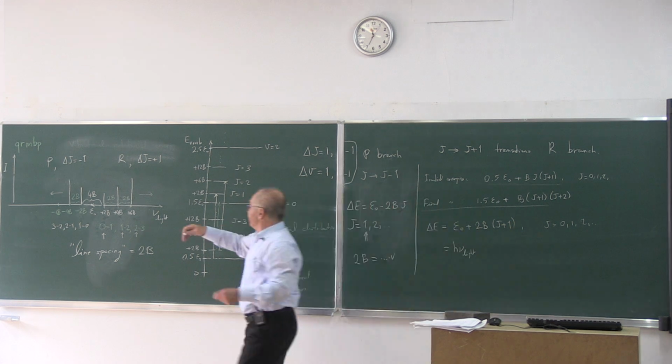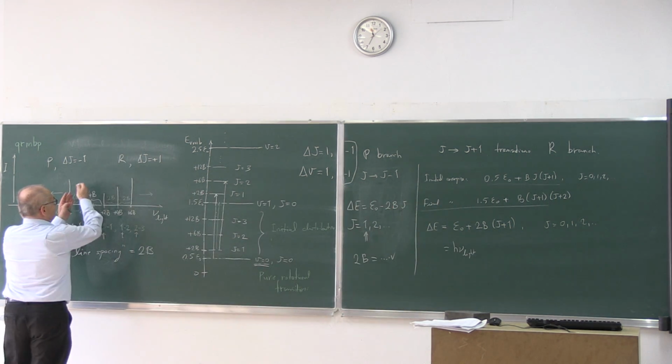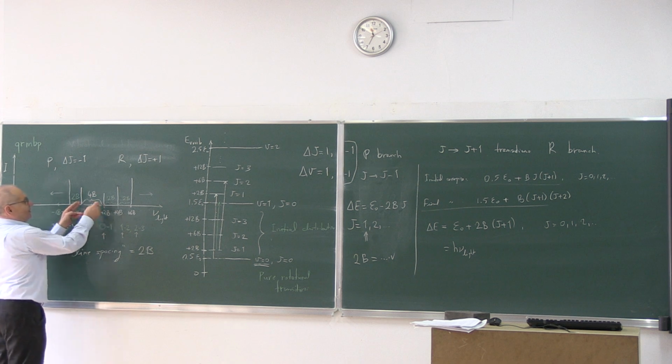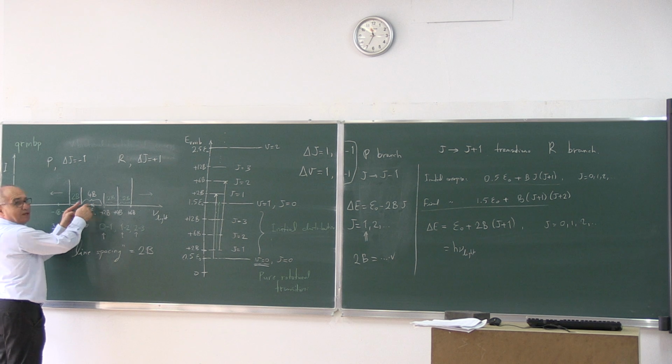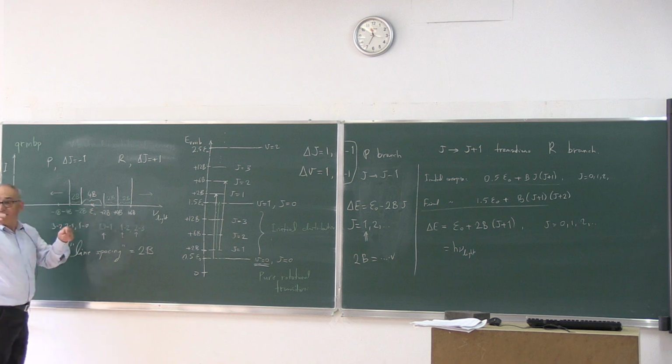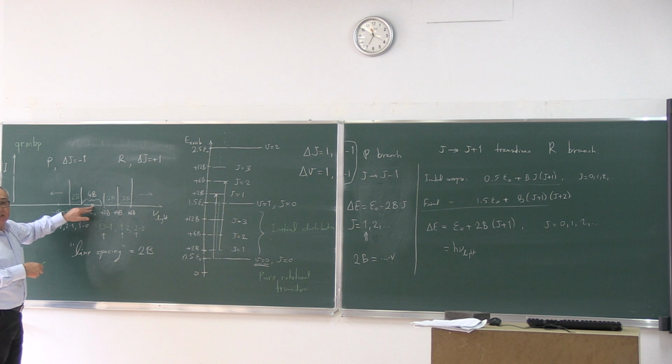Also, in the same picture, in the middle somewhere, you will see a gap. Instead of 2B, the spacing will be 4B. This gives you the signal that the center of it is the vibrational constant, which is F0.